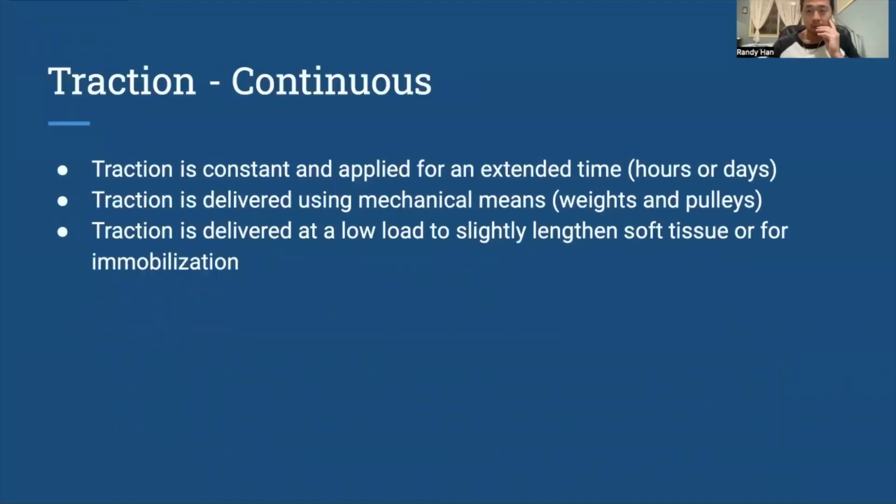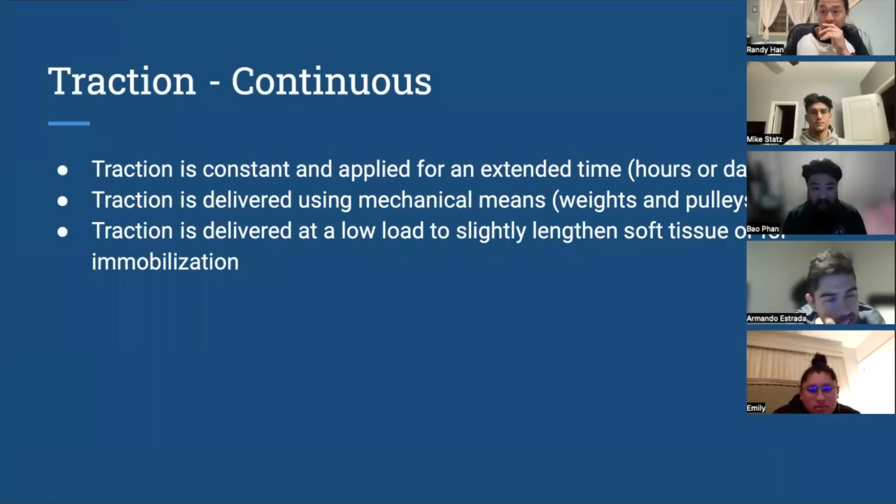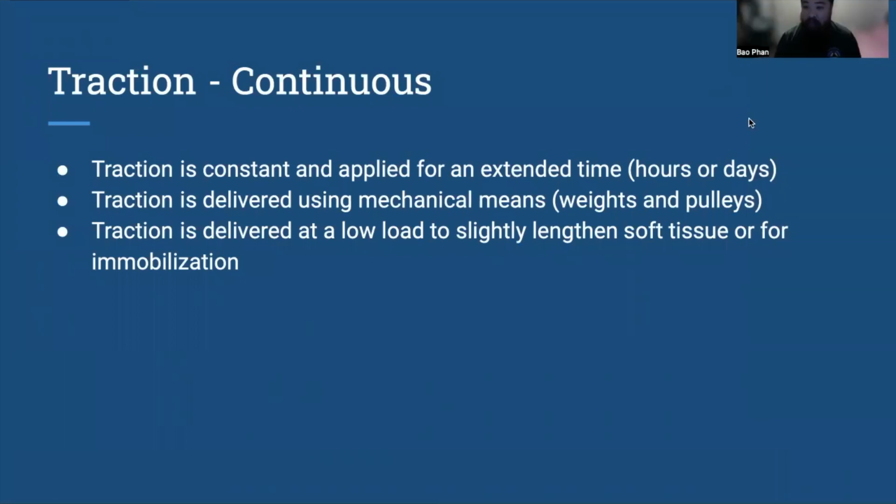Next, we're going to cover the types of traction. First off, we have continuous. Traction is going to be constant, and it can be applied for an extended amount of time, so we're thinking hours or even days. It's going to be delivered using a mechanical means, so think weights or pulleys or some type of device. It's going to be a very low load, and we're just trying to accomplish soft tissue elongation.